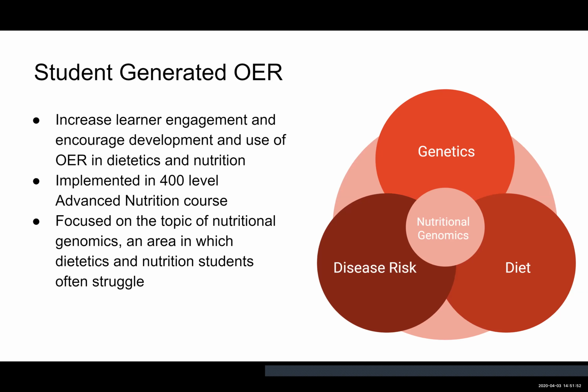This was in my 400 level advanced nutrition course, and I wanted it to be on the topic of nutritional genomics. If you're not familiar with this, you don't have to know about it to understand this talk. It is the intersection of genetics, diet, and disease risk, and it is particularly difficult for dietetics students. It's a rapidly evolving, new field. In addition, our students are not required to take an actual genetics course, so they don't necessarily have the most solid background going into this topic.